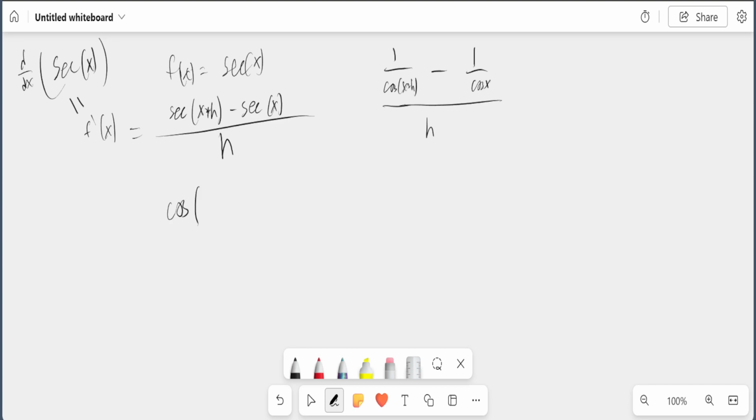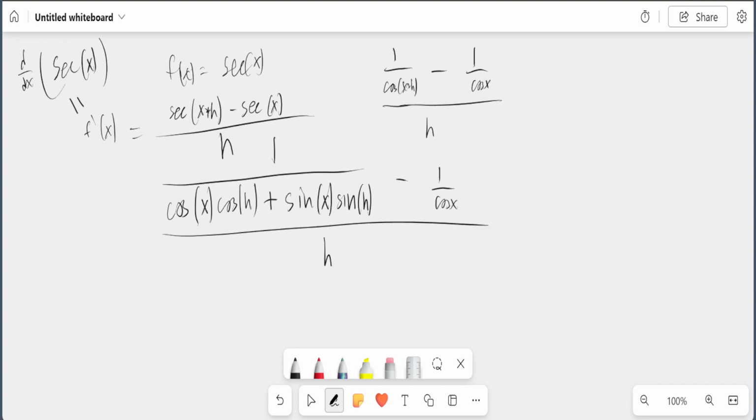And then that becomes cosine A cosine B plus sine A sine B, 1 over all of that, minus 1 over cosine x, over h. Am I in the right direction? I haven't done this in a while. Yeah, I think so.